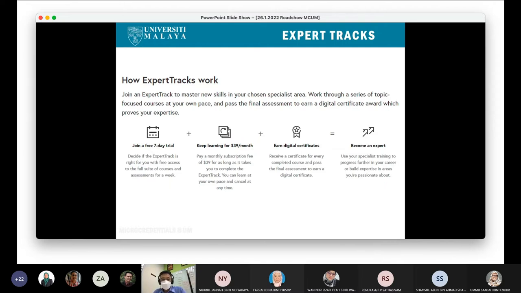So how does Expert Track work? You can see, this is from the platform FutureLearn that we are working with. It gives you a 7-day free trial, and then you pay a monthly subscription until you complete the tracks, and you earn digital certificates normally signed by the university educator and also somebody from the professional body or from the institute. So that is how you showcase the skills and also the competencies in the area of the Expert Tracks.